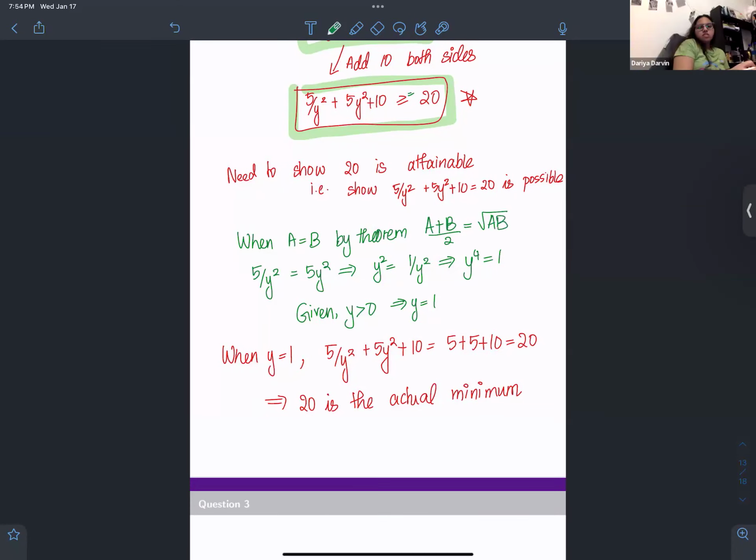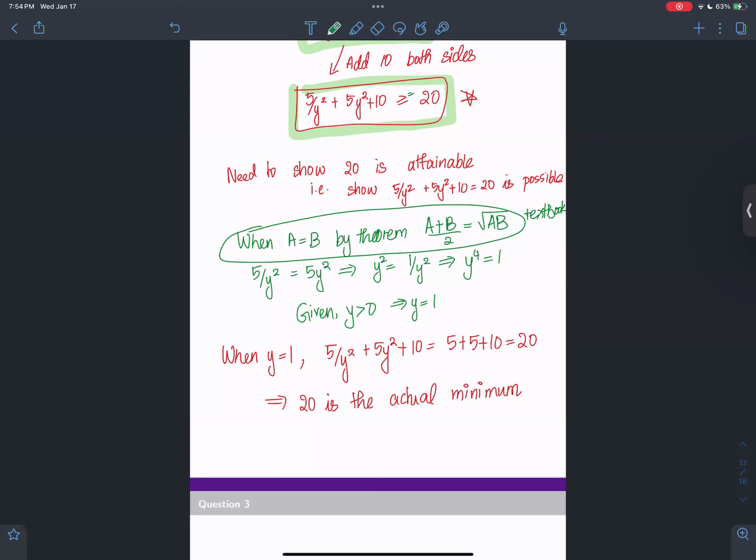By the theorem of AGM, when A equals B, (A plus B) by 2 is equal to the square root of AB. Why is that true? I'm not going to explain that now. This is explained in your textbook, so your textbook explains why this statement is true. Here I'm going to assume it's true, and if you want more explanation on why that statement is true, I'm happy to do it in office hours. That's something we take for granted here because that's the theorem part.